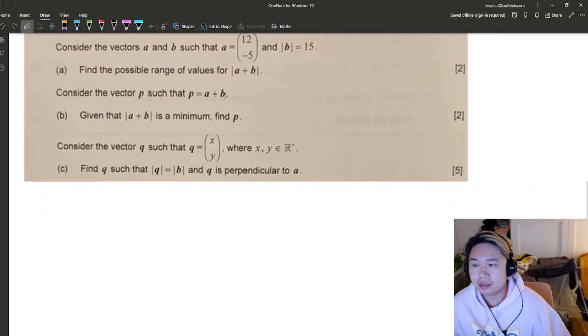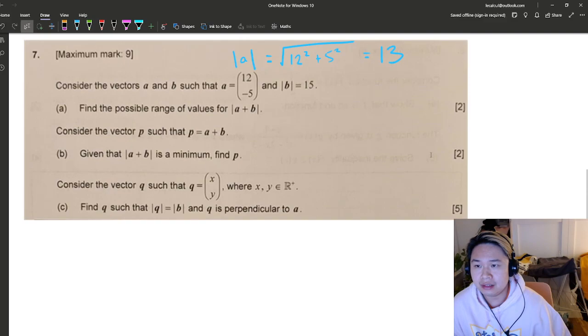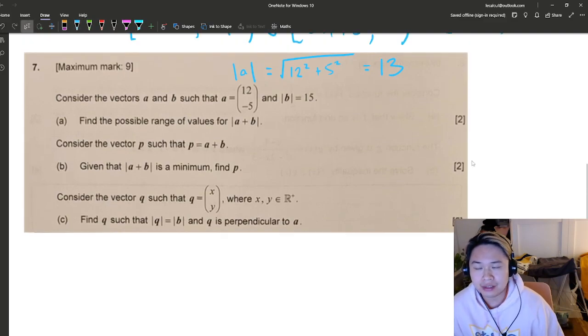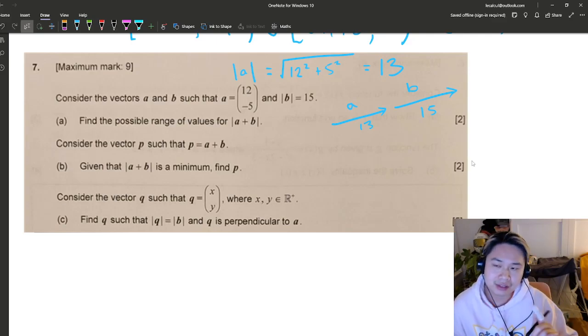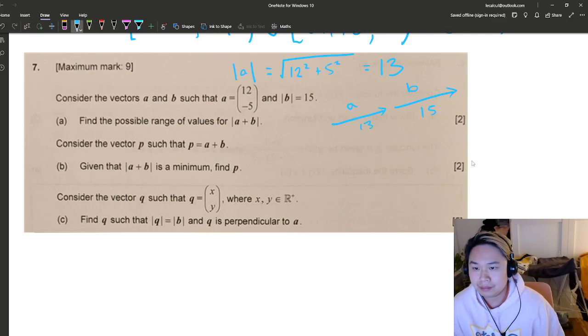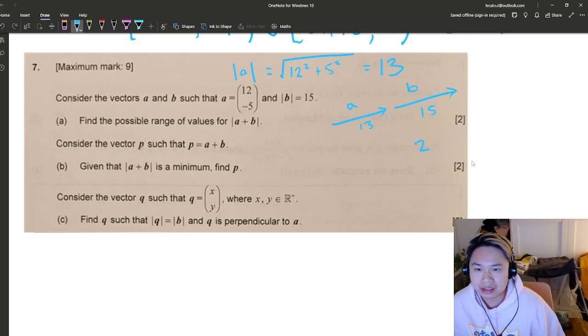Okay, so you want to find the range of values. You have no idea what direction b is pointing at. So if you think about it, the largest the magnitude of their sum could be is if they ended up going in the same direction. In which case, the magnitude of the sum of their vectors would be 13 plus 15. So that's my maximum, which is 28.